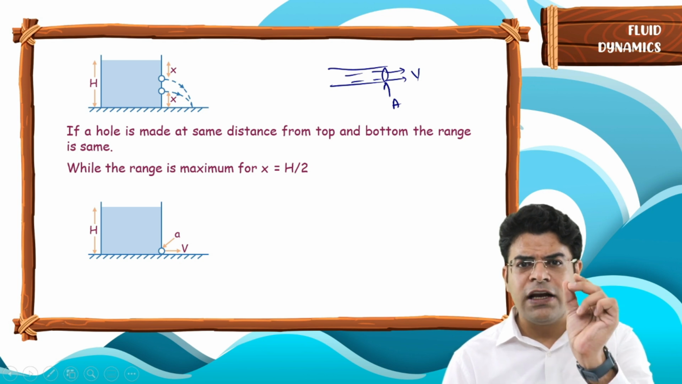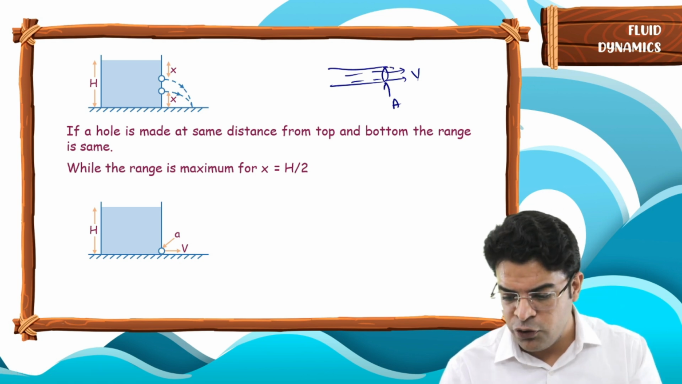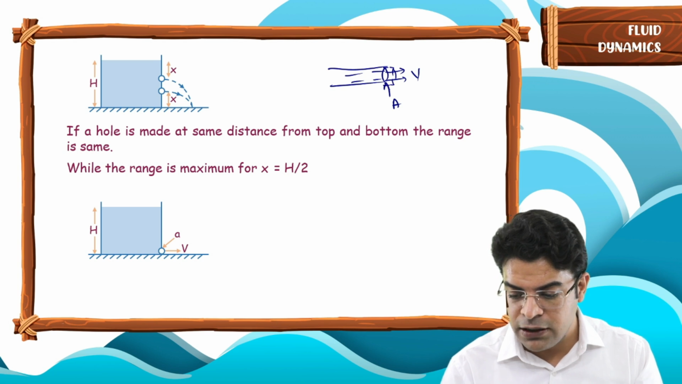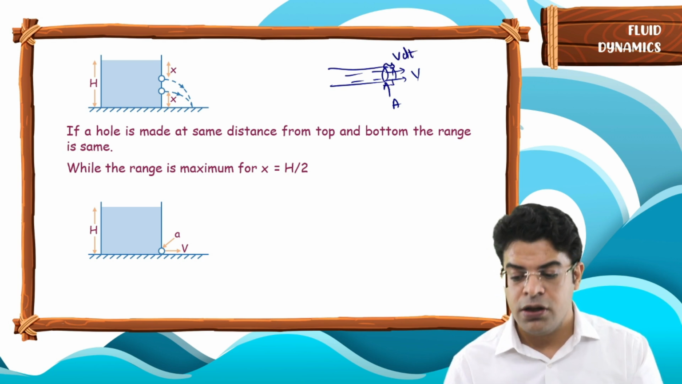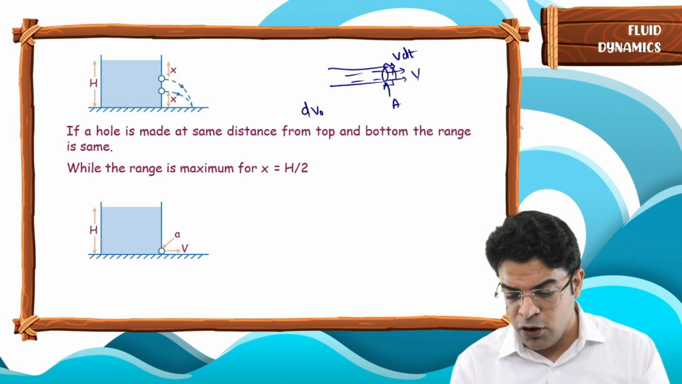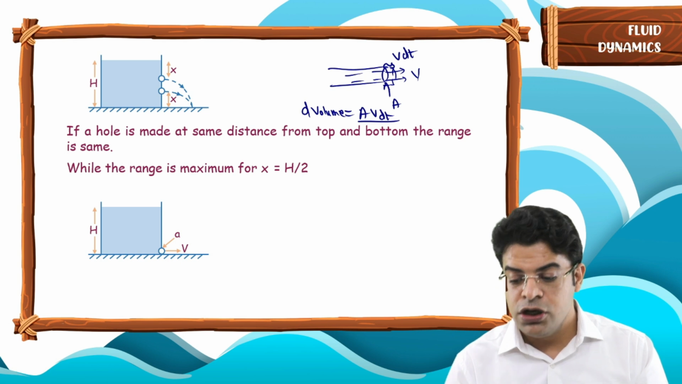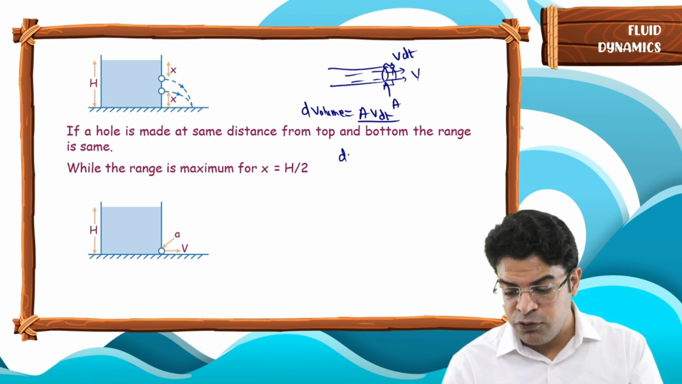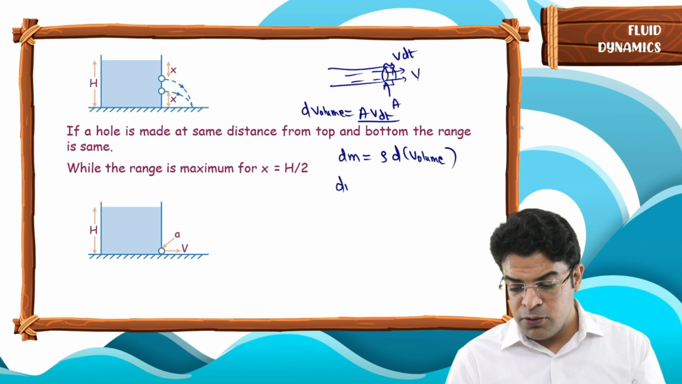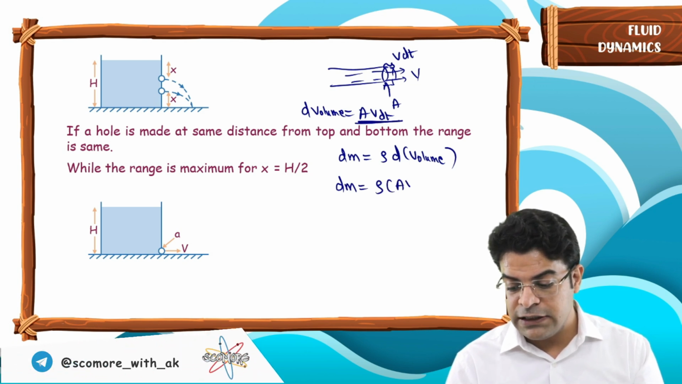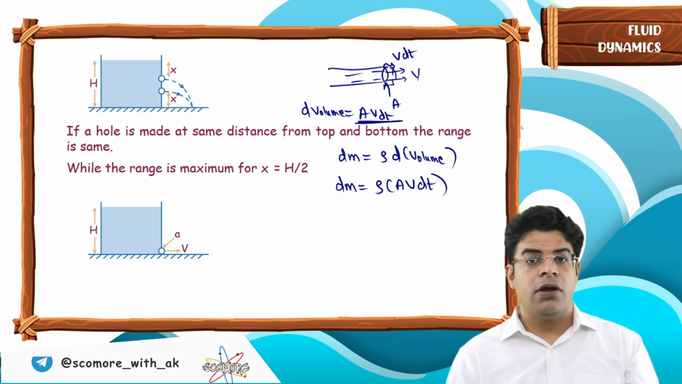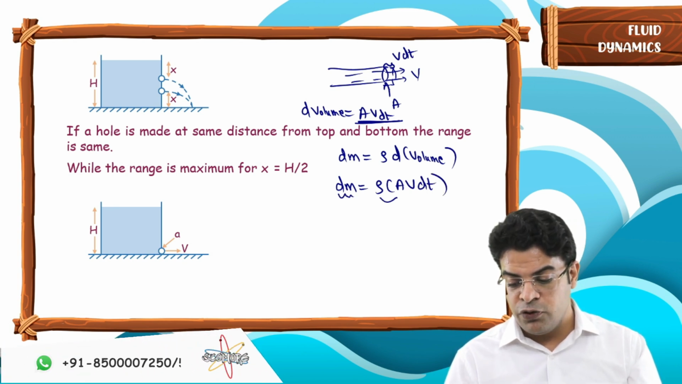in an infinitely small frame of time dt, how much length of fluid will come out? The length of fluid coming out will be v dt. So the infinitely small volume of fluid coming out will be cross-sectional area into v dt. So the infinitely small mass of fluid coming out equals density into the infinitely small volume coming out. That is, dm equals rho into A v dt. This will be the infinitely small mass of fluid coming out.